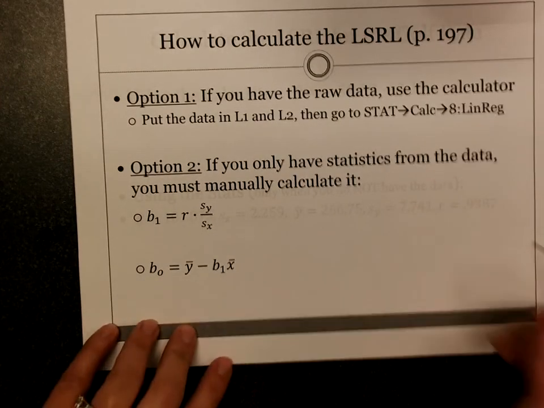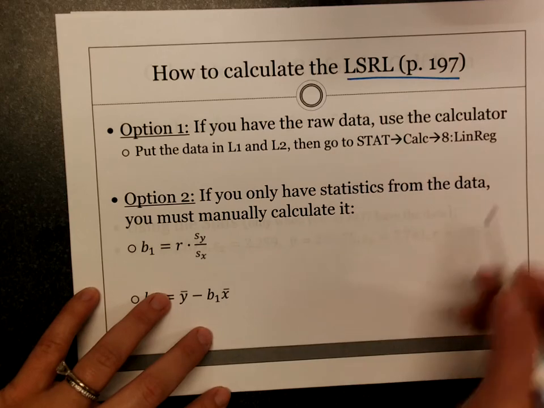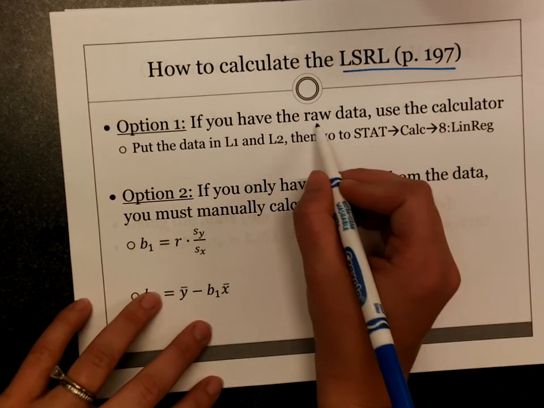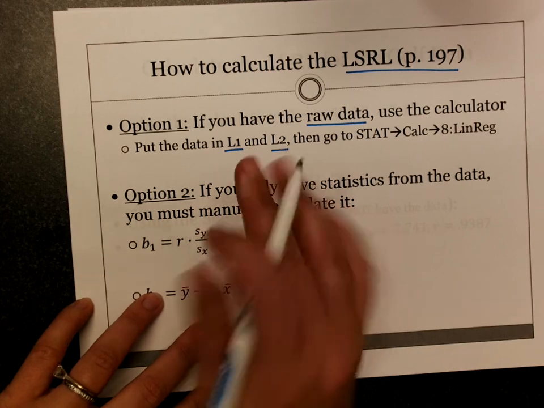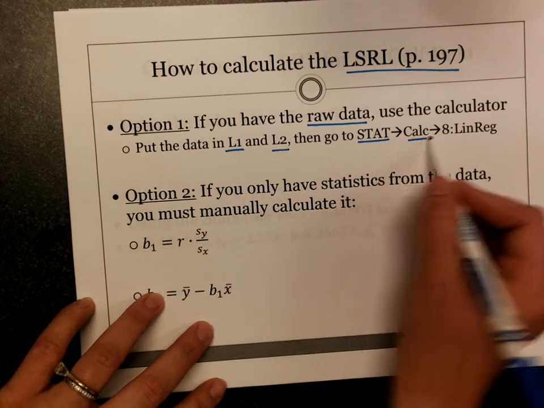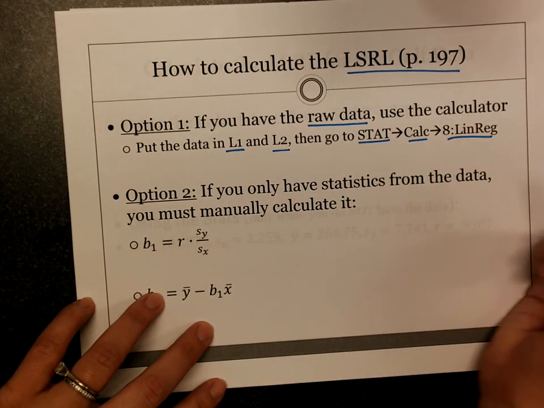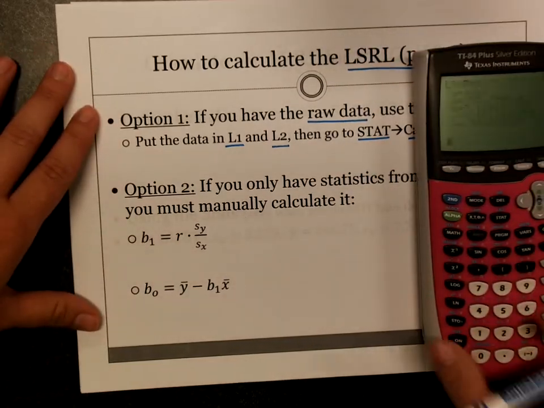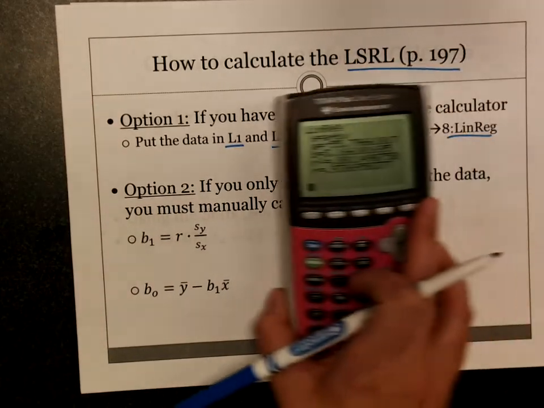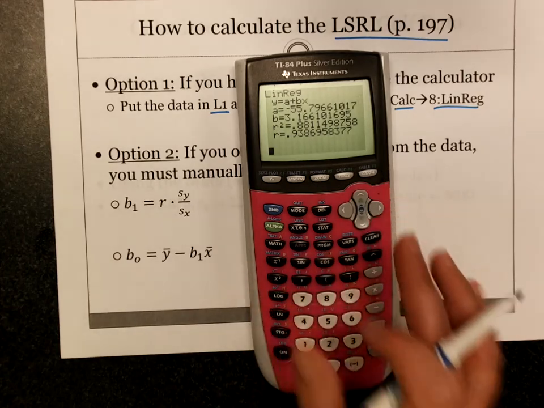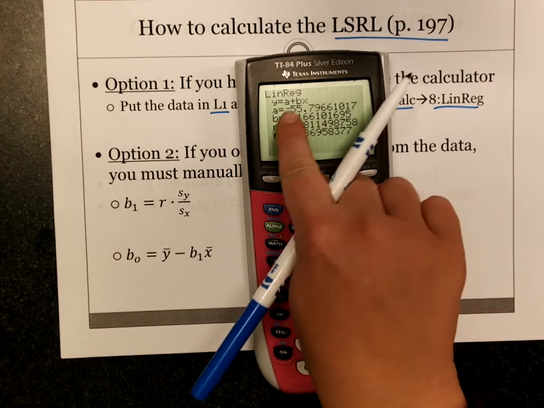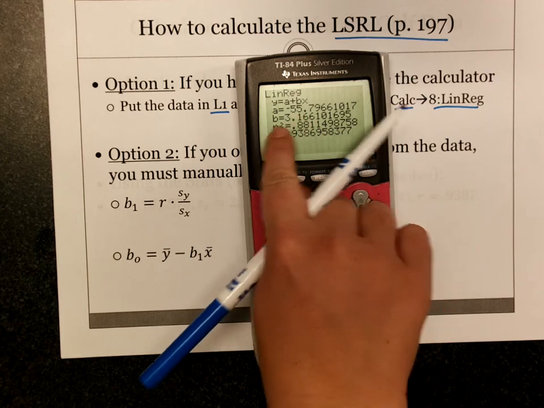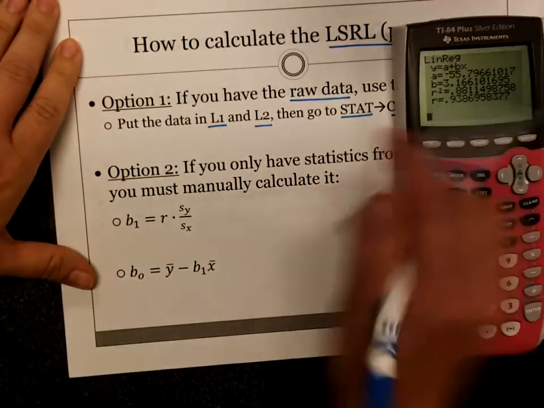So how to calculate the LSRL, it's on page 197 of your book. If you have what we call the raw data, you use the calculator, you put your data in L1 and L2, which we've already done, stat calc 8, which we've already done. I still have it up on my calculator. You can see that it says y equals a plus bx. A is your y-intercept and b is your slope. So we can write that down.